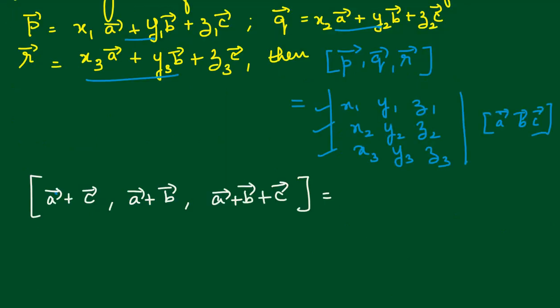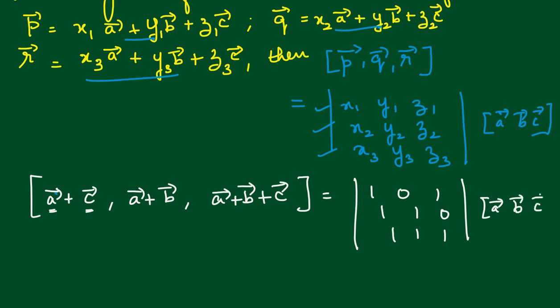So we'll take the LHS first. This is equal to the determinant of the coefficients: the coefficients of A and C are 1 here, and there is no B, so we give 0. So 1, 0, 1, 1, 1, 0, 1, 1, 1 into the box product of A, B, C. Now expanding the determinant, the value of the determinant is 1. So we get 1 into the box product of A vector, B vector and C vector, which is equal to the RHS.